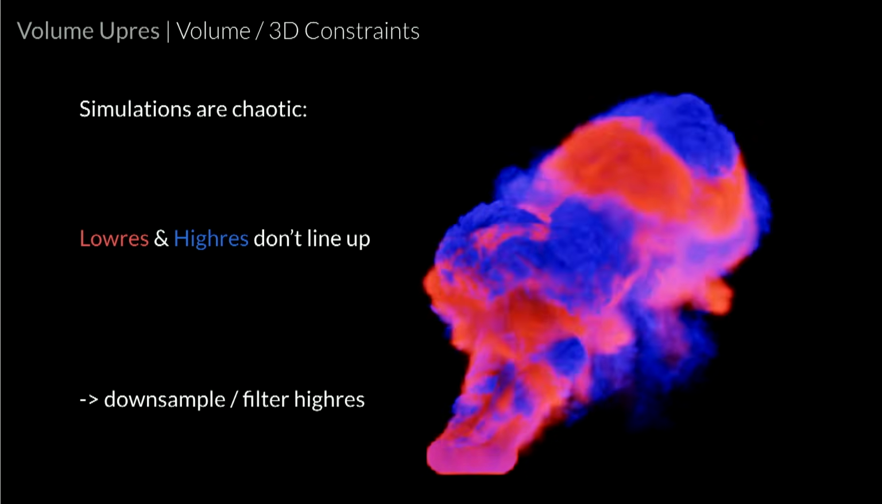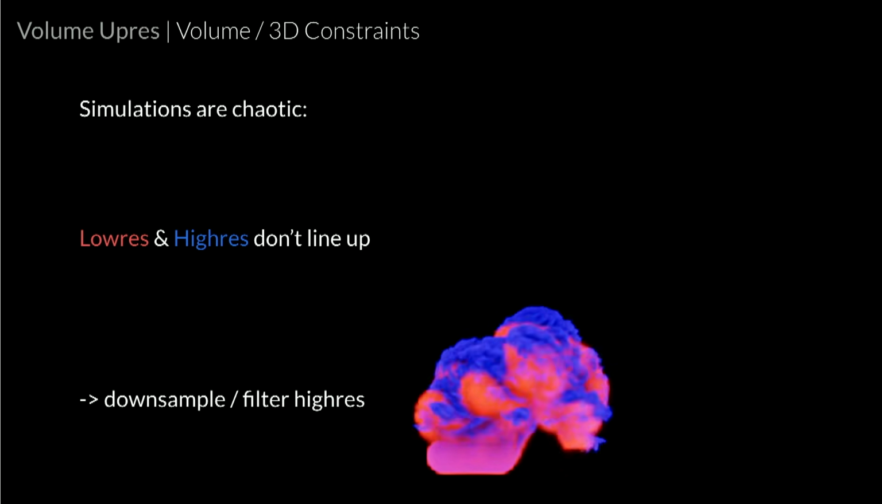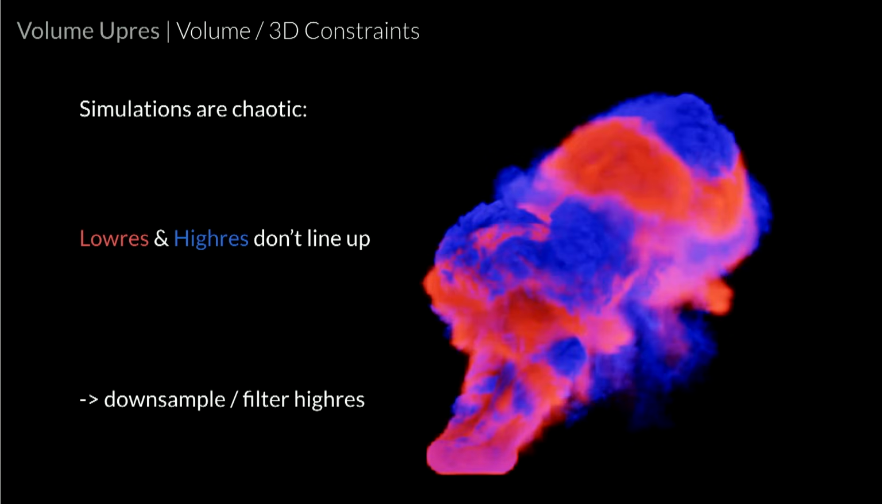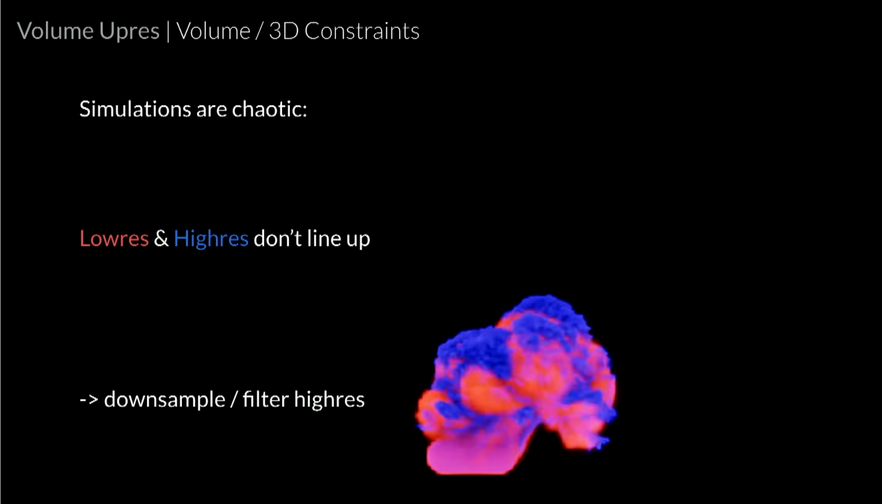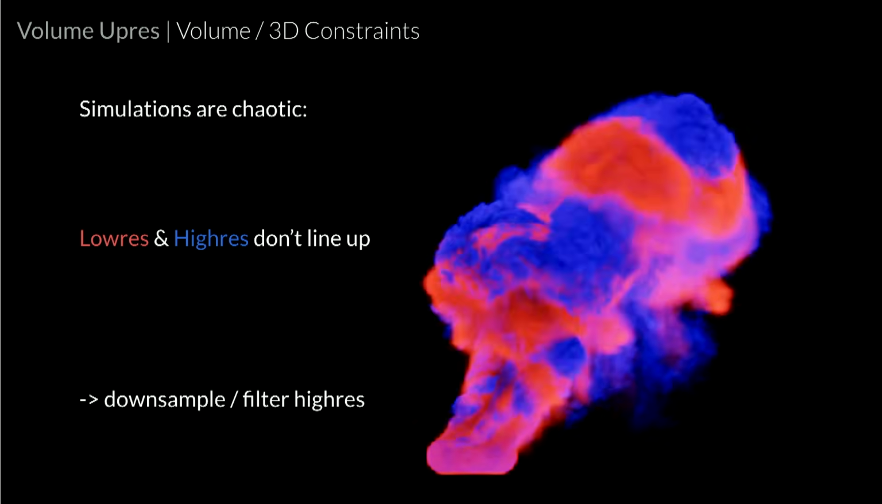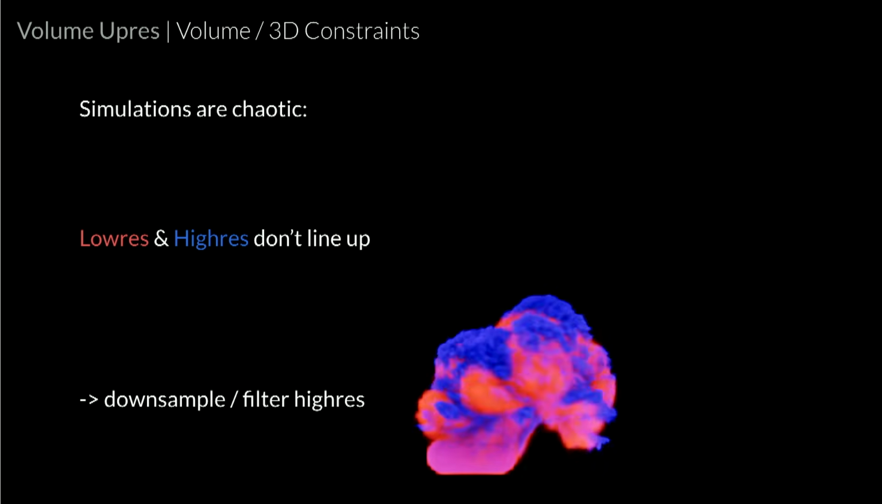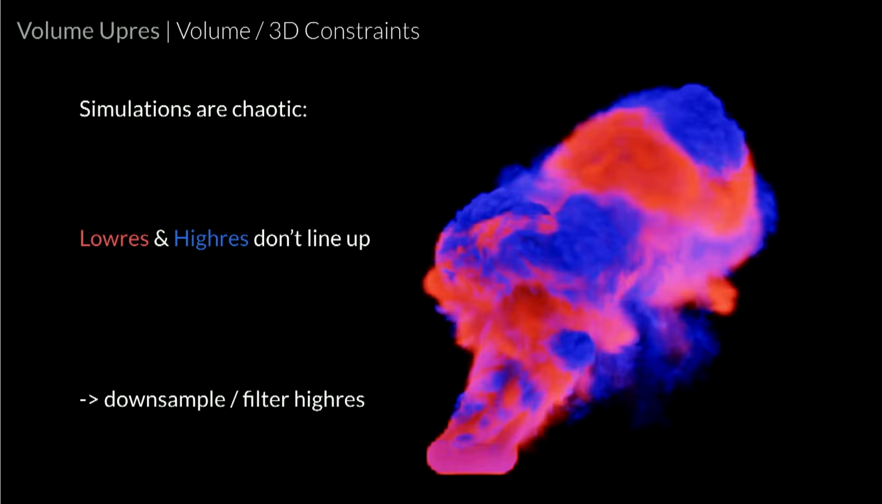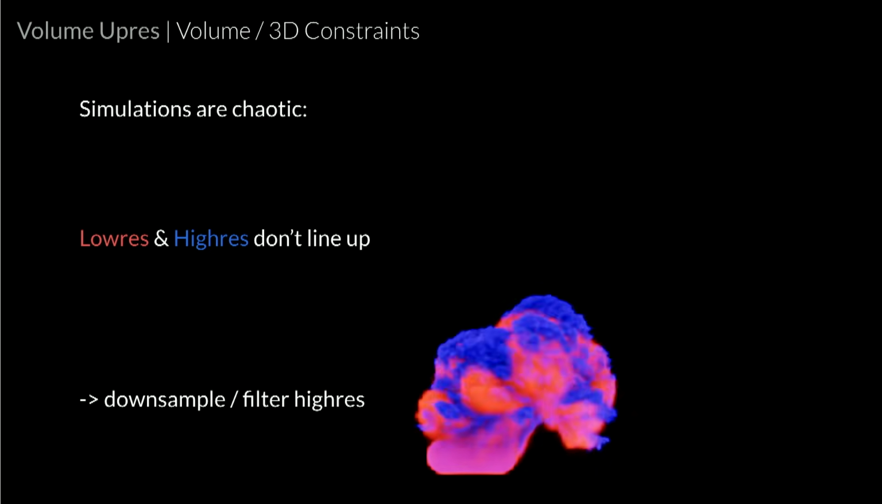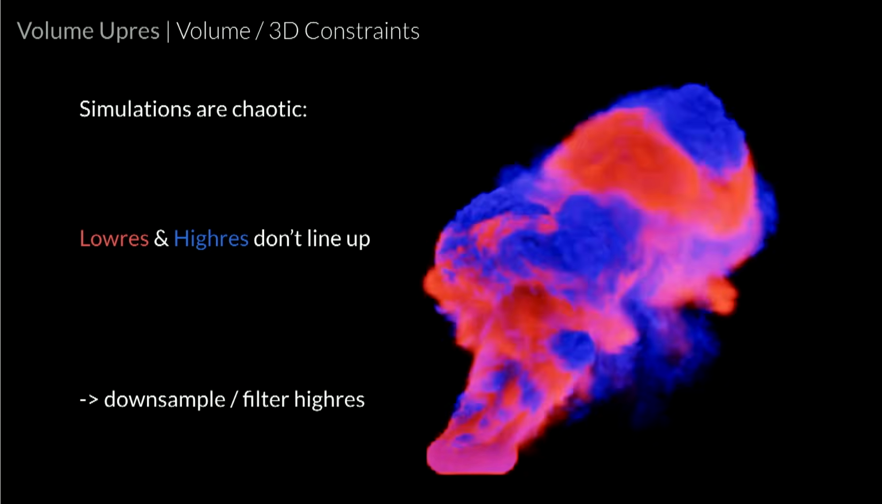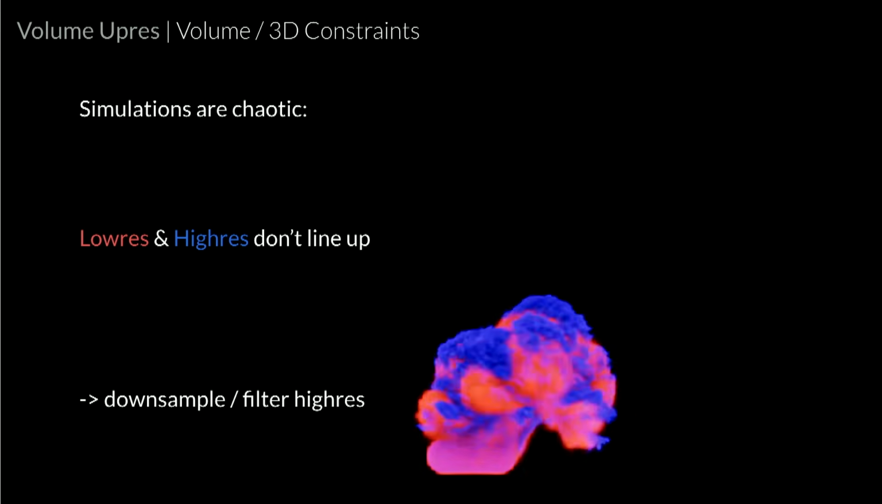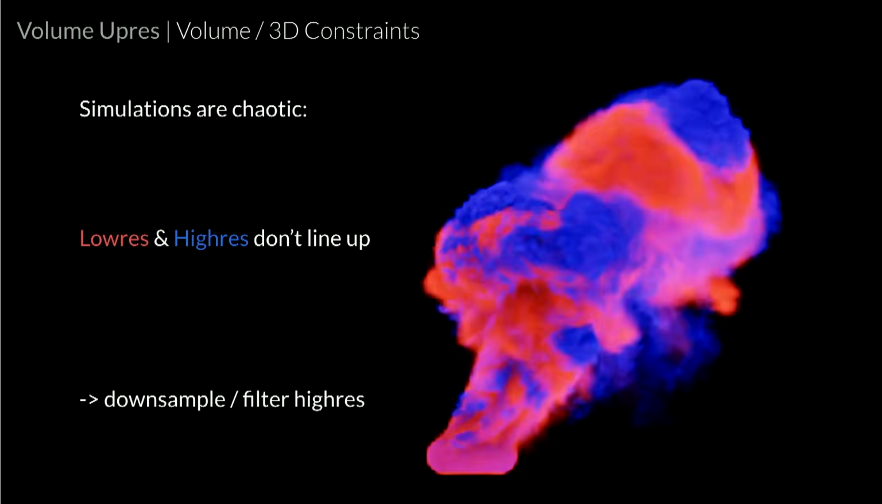We can't use actual low-res and high-res simulations, as they don't line up. Even using an up-res workflow, we can't get actual pixel-perfect overlap between low and high-res simulations. We therefore need to prepare our training data by filtering out all of the high-frequency detail from the high-res simulation and downsampling it to the expected input resolution.